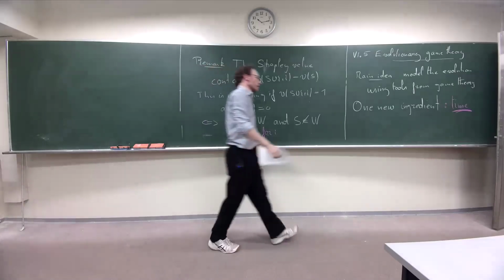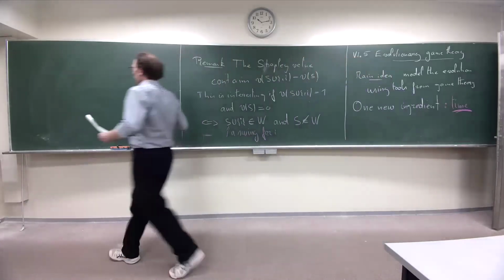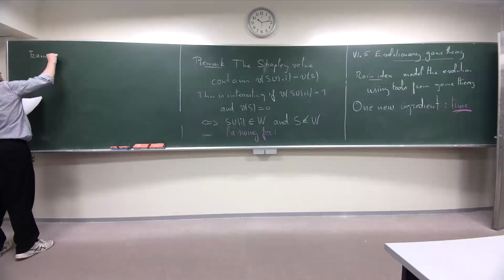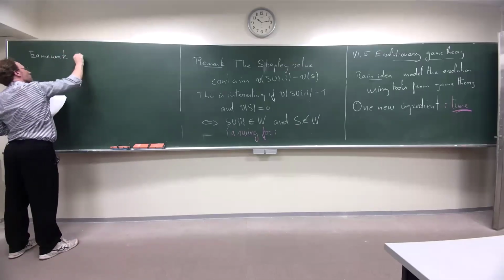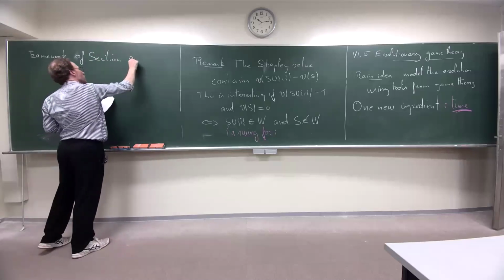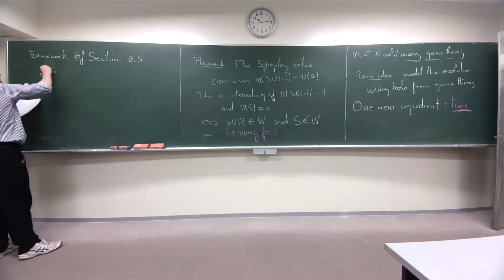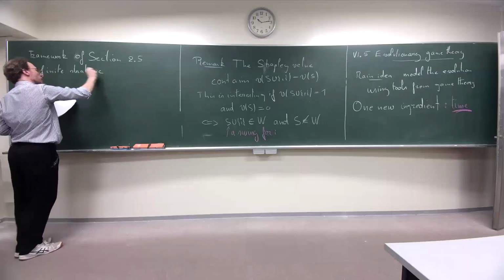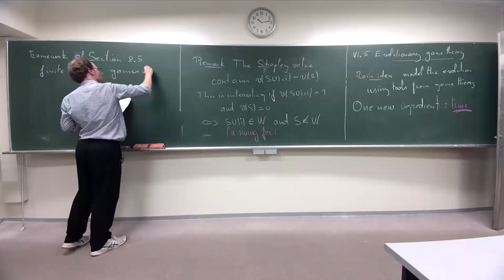Let me remind you what we did in section 2.5. The framework of section 2.5 is the section about finite strategic games. I will recall what we need: strategic games with matrices.